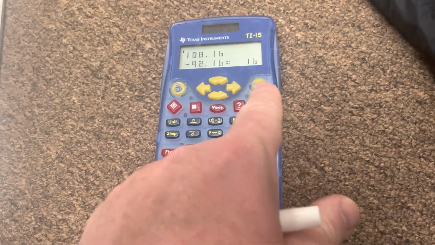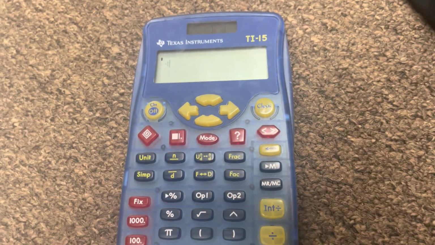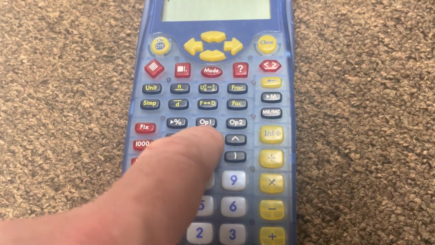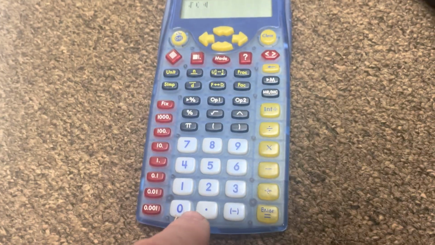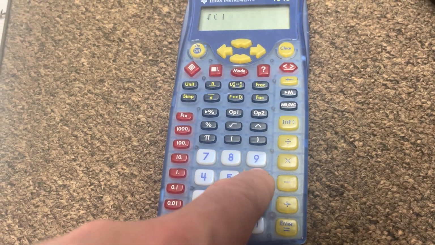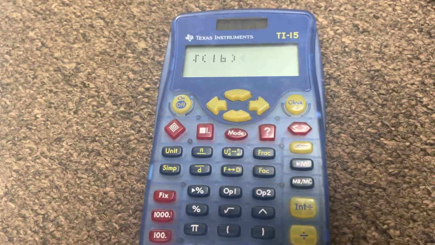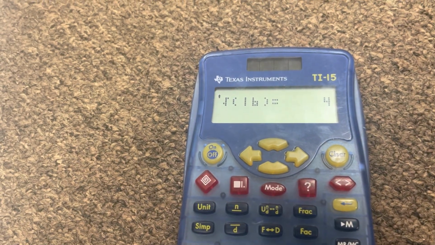But let's just make sure in our calculator, because I believe that the square root of 16 is 4. I'm going to press square root. It's going to open parentheses, 16. Close parentheses. I'll make that all equal. Amazingly, 4. Mr. Swack got it right.